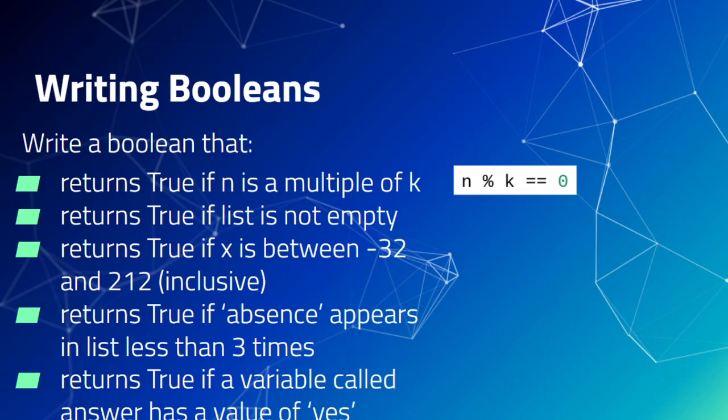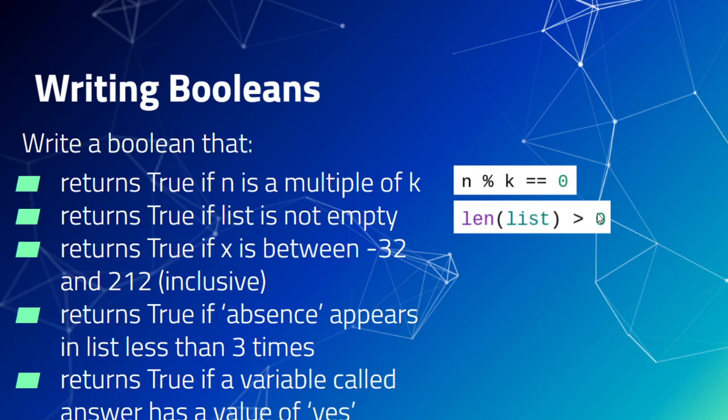Second one, we have to return true if a list is not empty. So we want to make sure that there's at least something in this list. And if there's not, we return false. Pause the video. Alright, the solution for this is to just check if the length of the list is greater than 0. Since the length of the list will give us how many items are in the list, and we want to make sure that it's at least 1, we can just check, is it greater than 0? Because if it's greater than 0, there has to be something in that list.